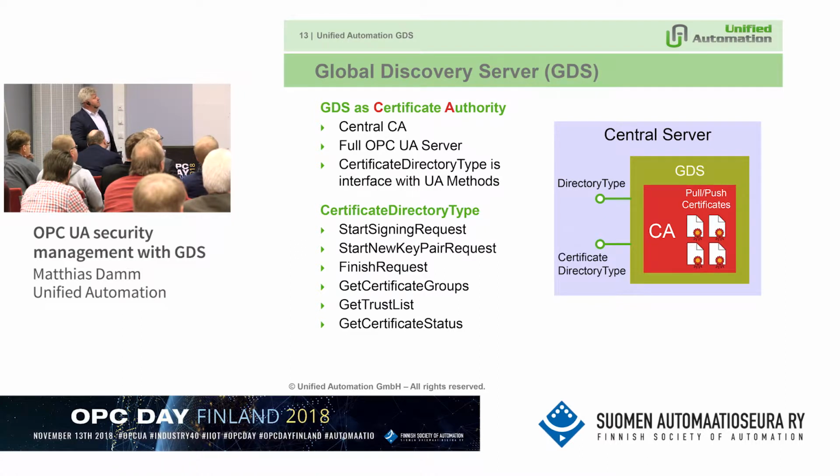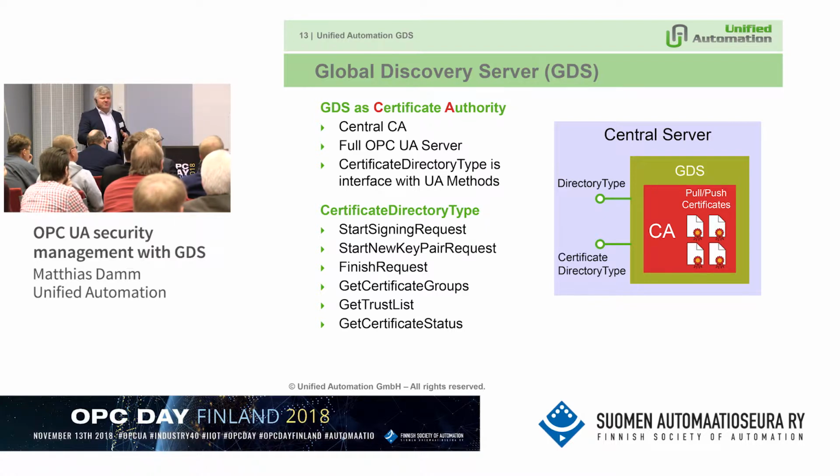And this, like I said, is defined in OPC UA Part 12, and there's the typical functionality, like to create and send a signing request. That means the application asks the CA to create a signed certificate. Or the alternative is to create a key pair, but this is not the preferred one, because then the private key is also provided by the CA.